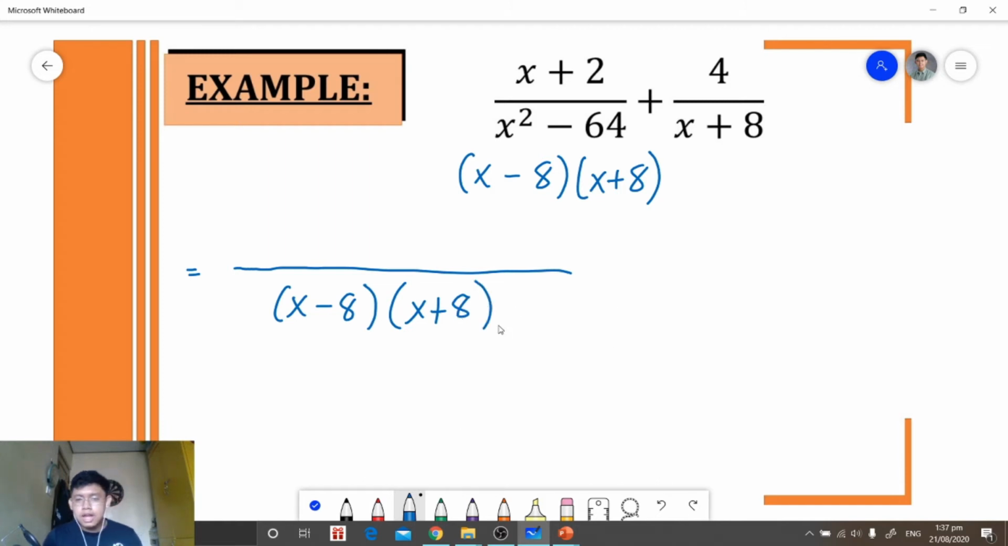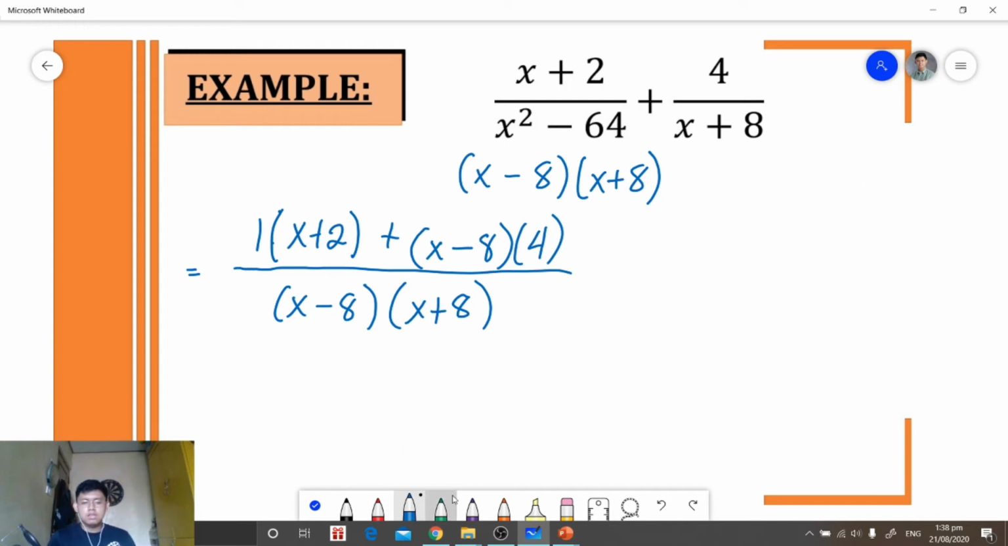Then after that, we are now going to divide our new denominator by our old denominator and multiply that to our old numerator. So x minus 8 times x plus 8 divided by x minus 8 times x plus 8, that will be equal to 1. 1 times x plus 2. We're going to do the same thing. This one divided by x plus 8, that will be equal to x minus 8. So we will have plus x minus 8 times 4.